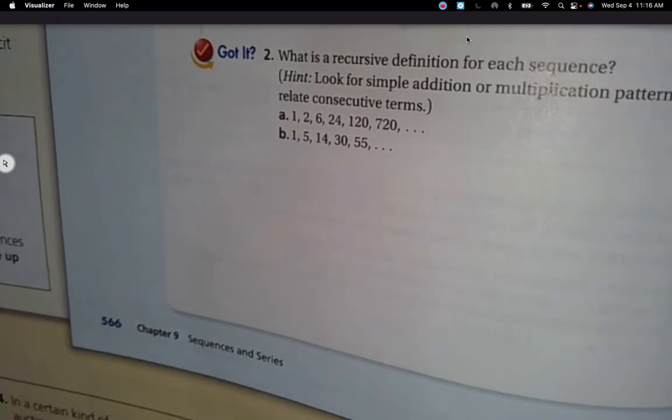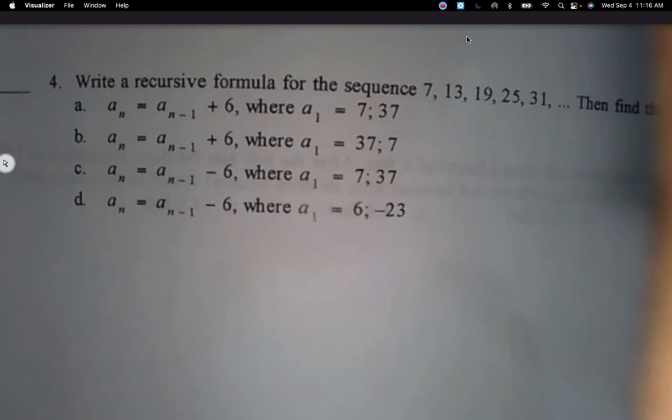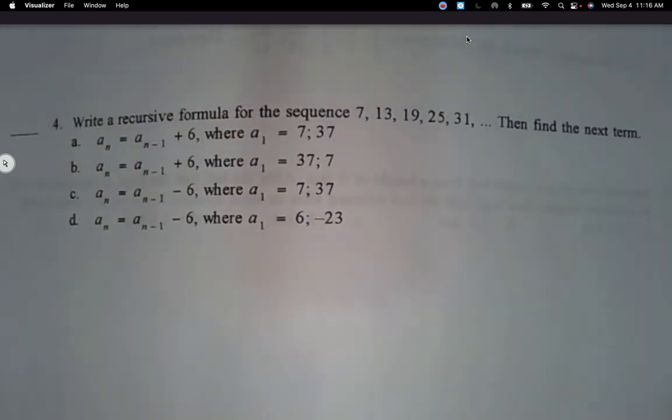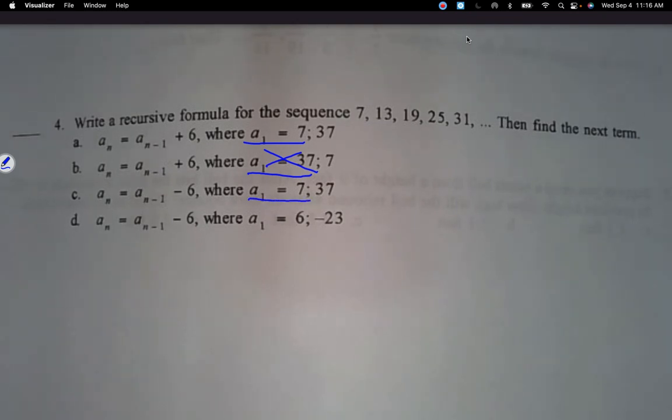Let's see what's on your paper. Let me just do one off your paper so you're not scared. What's a recursive formula? And then find the next term. Look, it's multiple choice. Yay! What's our first term? Our first term is 7. So look, that's right here. Our first term is 7. Is our first term 6? No, you've already narrowed it down.